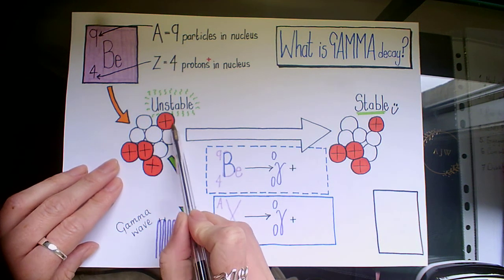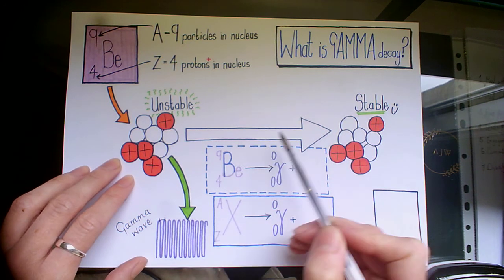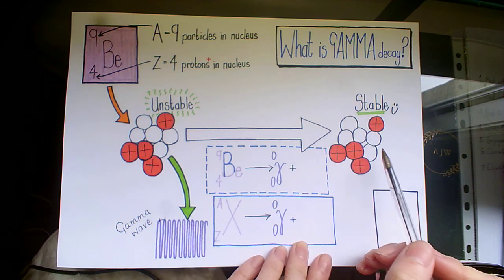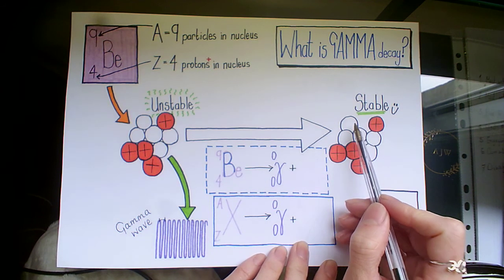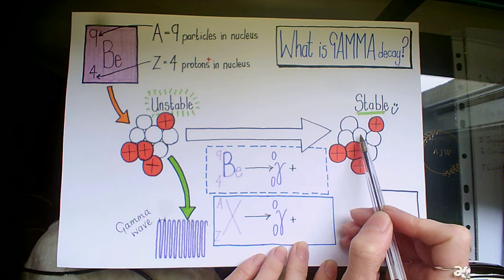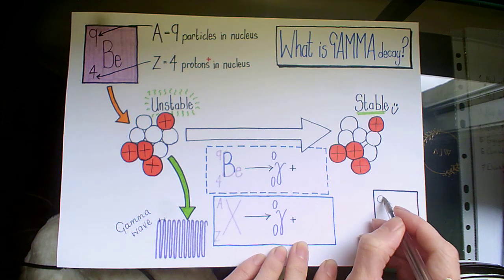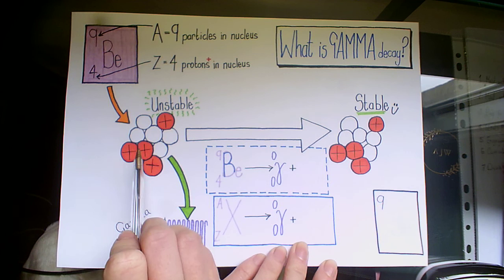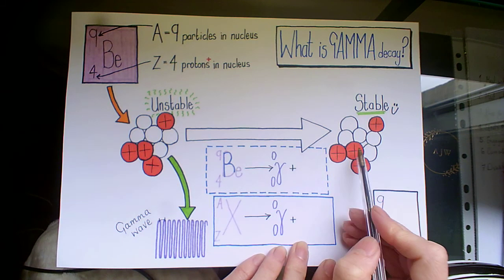So when we follow this through from beginning to be unstable, we remove the gamma wave, we end up with something that is nice and stable over here. And let's have a look what we've been left with then. So we've got a nucleus with, let's count up the particles. 1, 2, 3, 4, 5, 6, 7, 8, and 9. And that is the exact same as what we started with. So we started with 9 subatomic particles in the nucleus here, and we've still got 9 because no particles have been removed, just a wave.